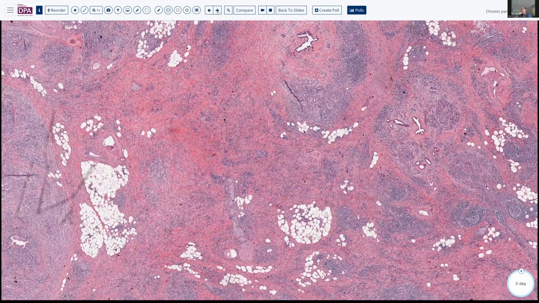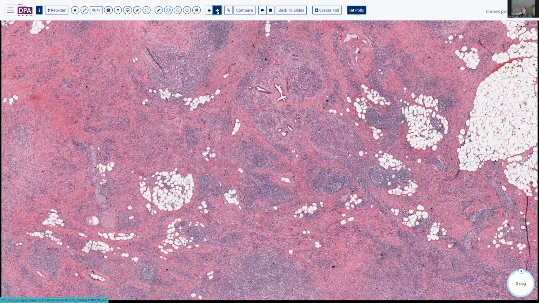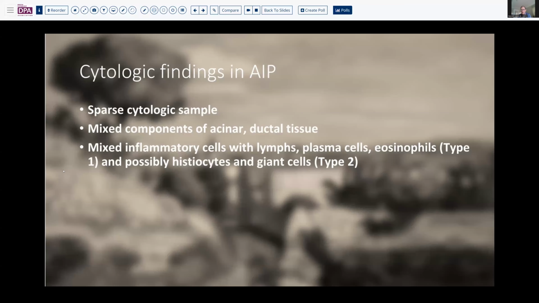Now, this type of lesion sometimes can be sampled cytologically. I don't have the slides from a cytologic sample, but it would be a great diagnosis to be able to consider or suggest in the right setting with a mass lesion and a relatively sparse cytologic sample.